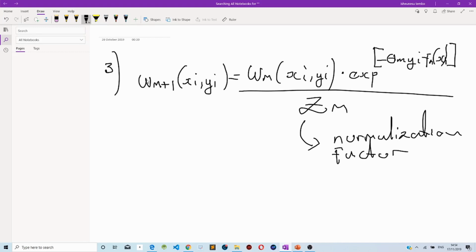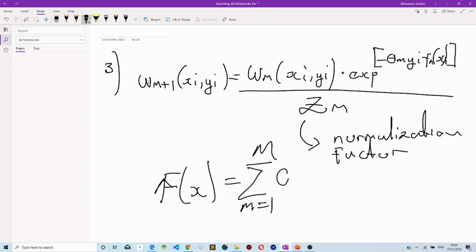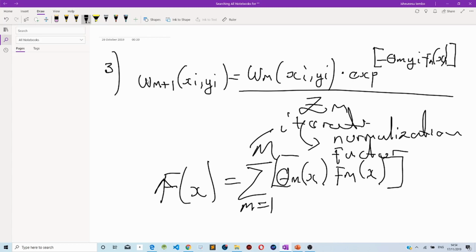After the mth iteration, remember from our formula, f of x is equal to the summation from m equals 1 up to M of theta m times f m of x. After the mth iteration, we can get the final prediction by summing up the weighted prediction for each classifier.